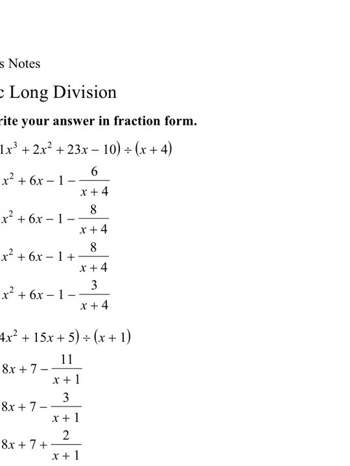What we're going to do is solve using synthetic division. First, you're going to have to list the coefficients. So you have 3, 11, 2, 23, and negative 10. And then here in the corner, you have x plus 4 equals 0. Solve for x.